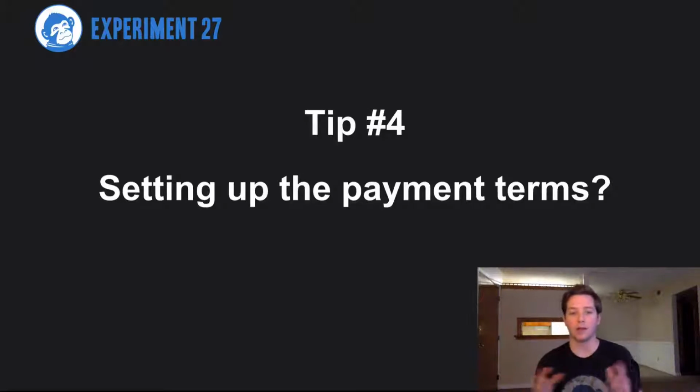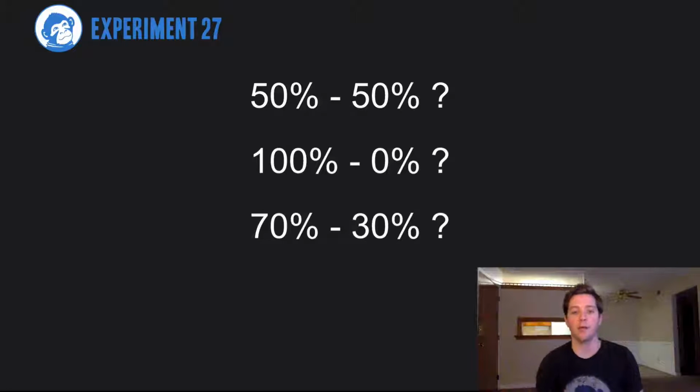Tip number 4 is setting up the payment terms. How do you set up these payment terms? Tom from Dom and Tom, back when I used to work there, he used to be super aggressive with the payment terms. He asked us to always ask for 70% upfront. I am a big advocate of 100% upfront for the first month and then pay each month 100% upfront as you go. Some freelancers will do 50-50.